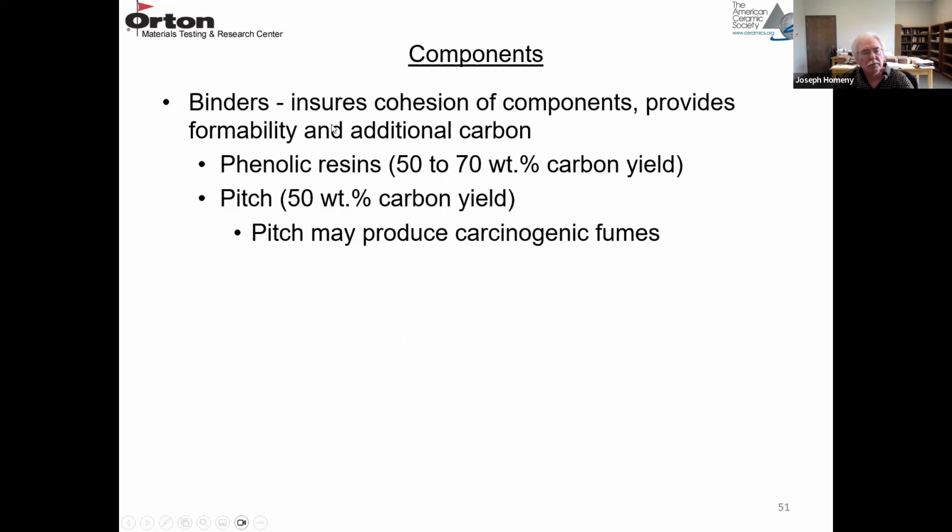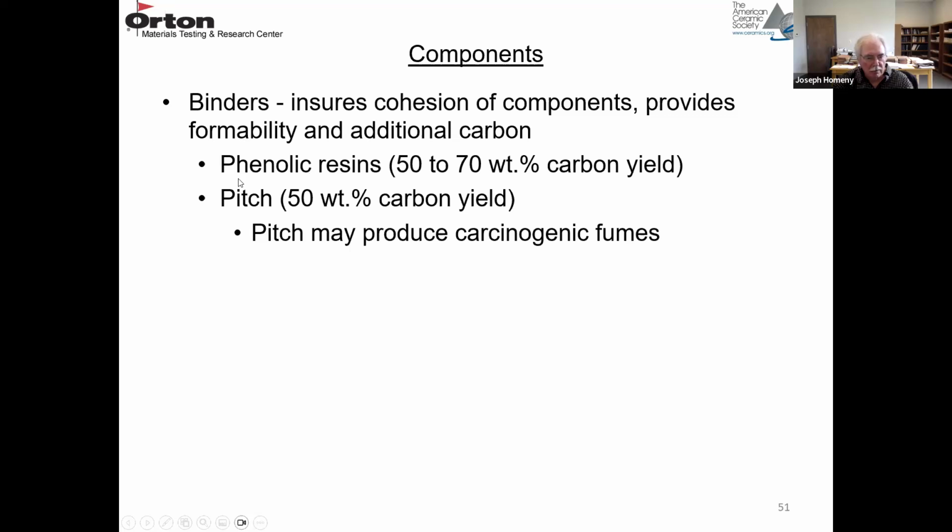And then the binders, they're necessary to form these components. The composites can be pressed, they can be extruded. So you need a binding agent. So they provide cohesion. They also provide formability. And when they're pyrolyzed, they form additional carbon.